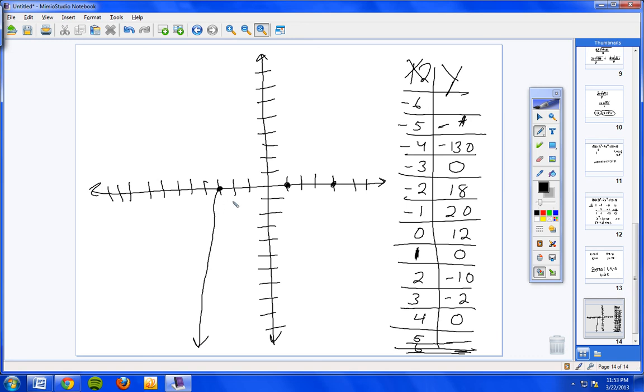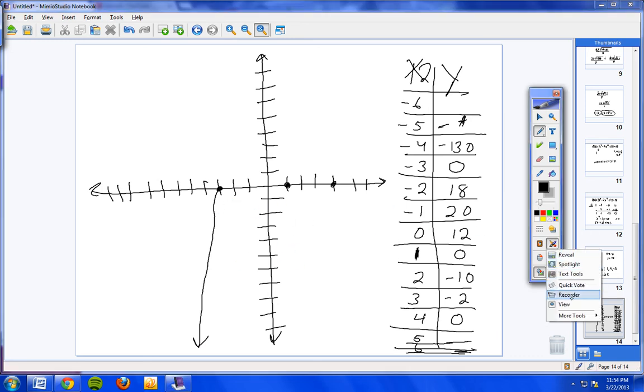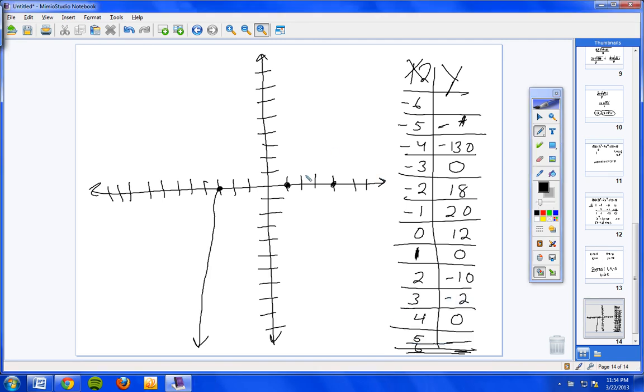Now at negative 2, let's see what negative 2 would give us. Looks like negative 2 gives us out at 18, so it's up here somewhere. So it shoots up pretty, pretty high, pretty high up here at negative 2. And then at negative 1, it goes even a little higher.